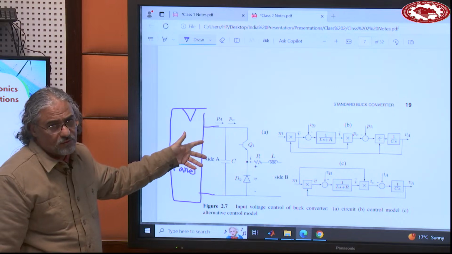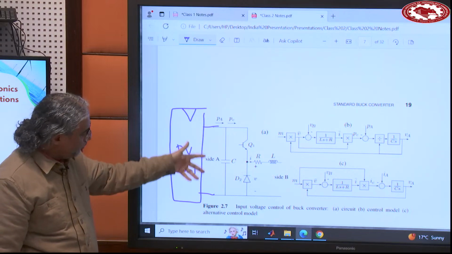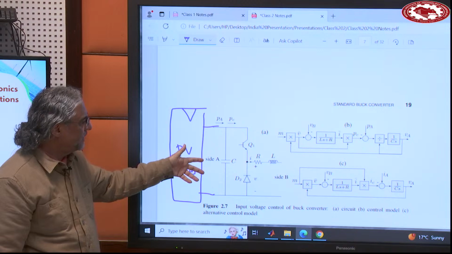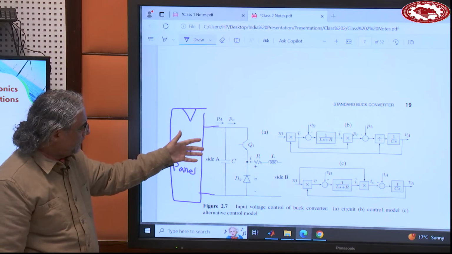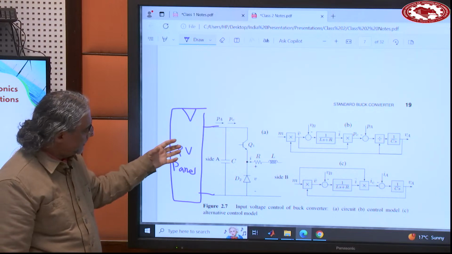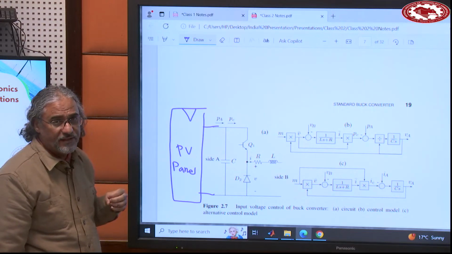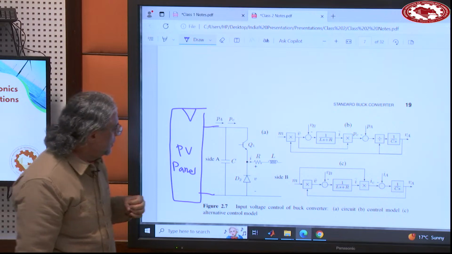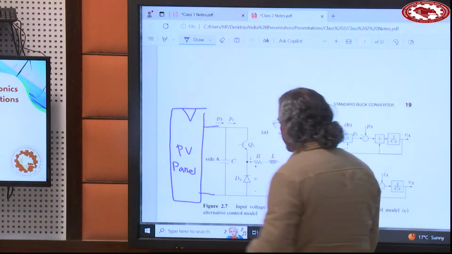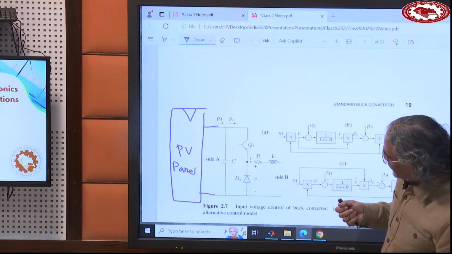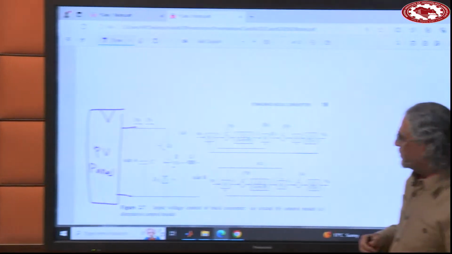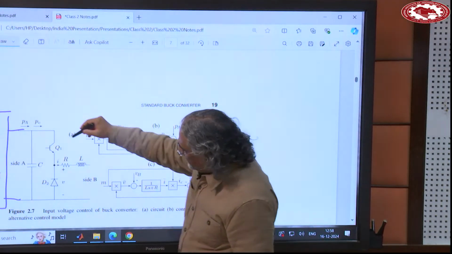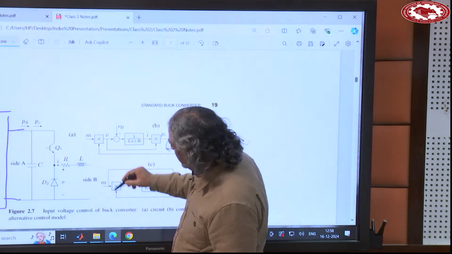Why do you want to control the voltage across the PV panel? Because by controlling the voltage across the PV panel, we will see tomorrow or the day after tomorrow that you can control the amount of power that you can extract from the PV panel. Okay. So you put a capacitor here. You need that capacitor to have a voltage and to have support for that voltage to control it. And then the converter is here, the filter is here.